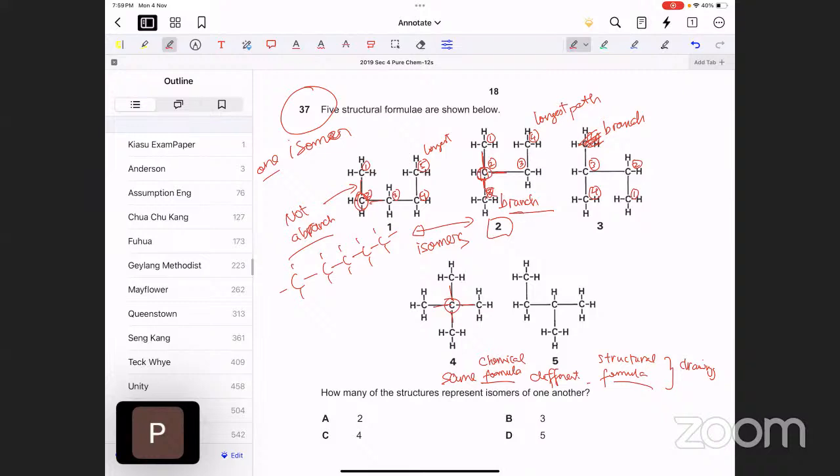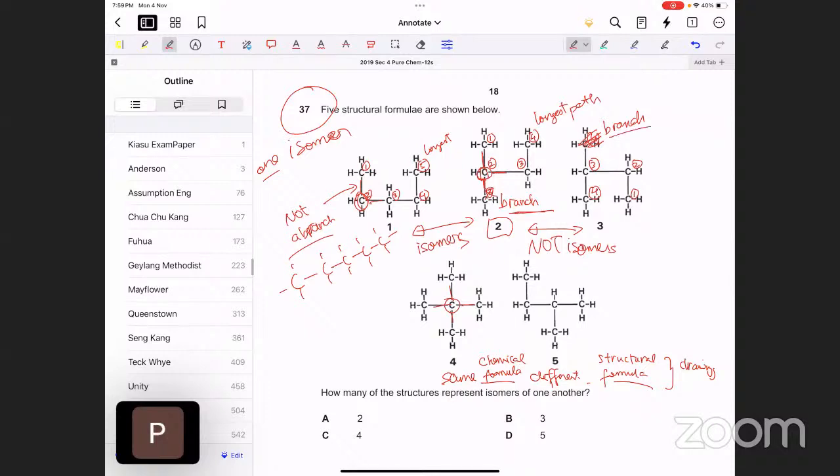Maybe it's a shocker, maybe it's not. Number 2 and number 3 are not isomers. I will give you the full reason. First of all, you can see that the branching is similar. There is one branch. So the branch is similar.